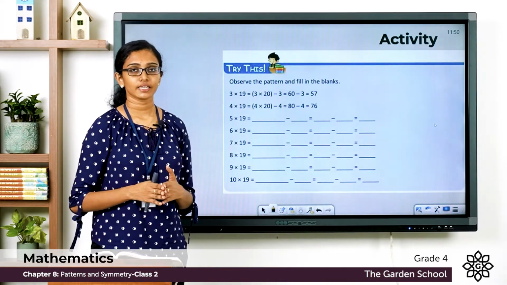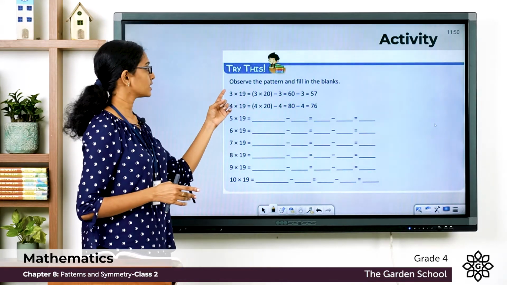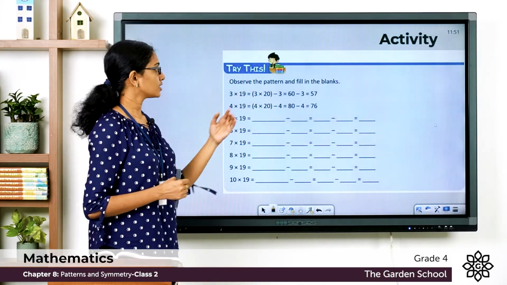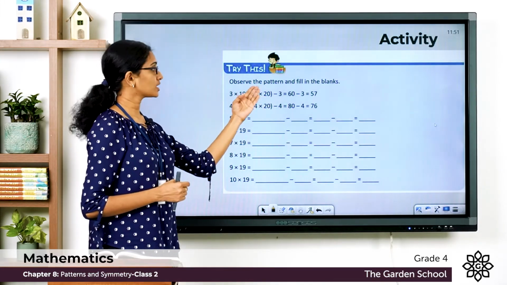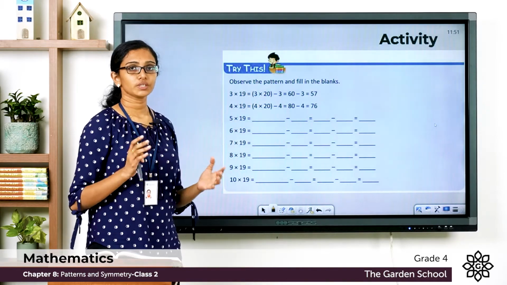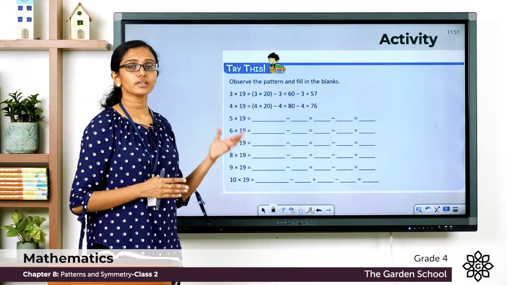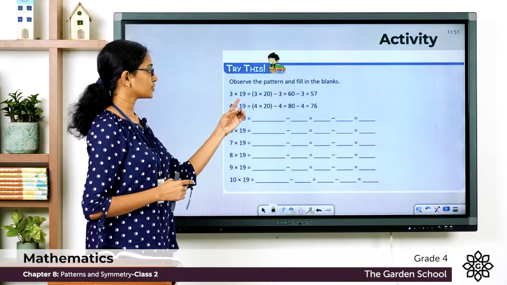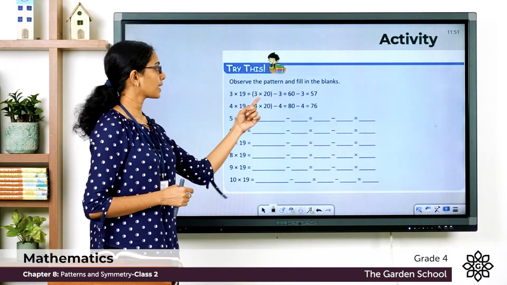It means the same thing. Here you have 3 19s or 19 3s, and here you have 20 3s or 3 20s minus 1 3, which is the same as that of 3 19s or 19 3s. So here it is written 3 into 19 equal to 3 into 20 minus 3.